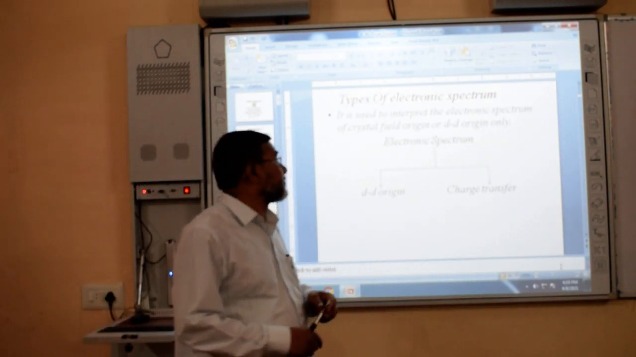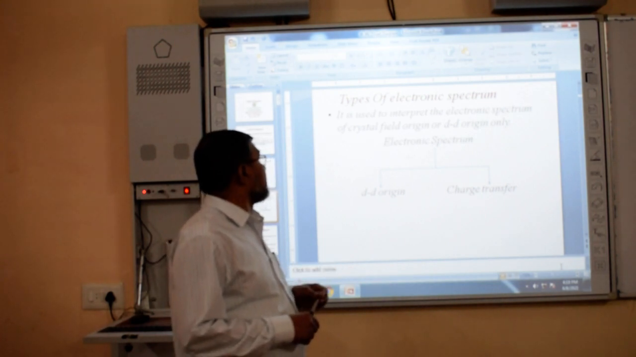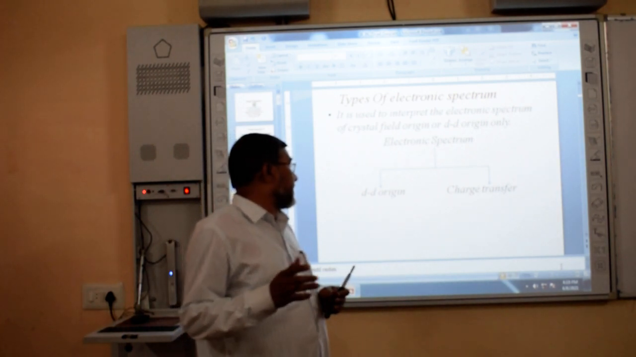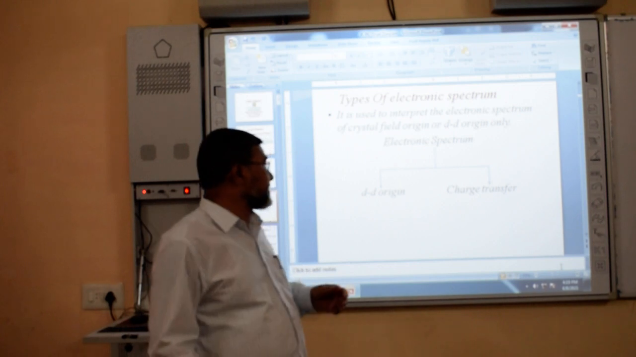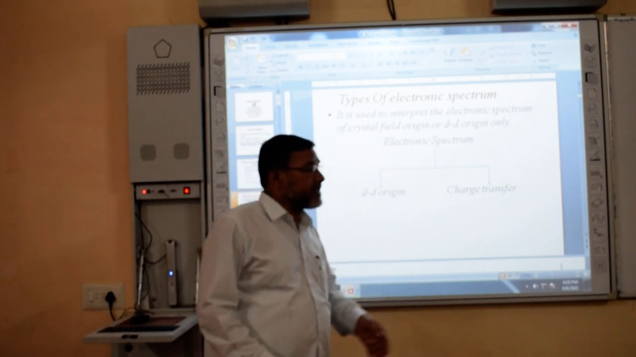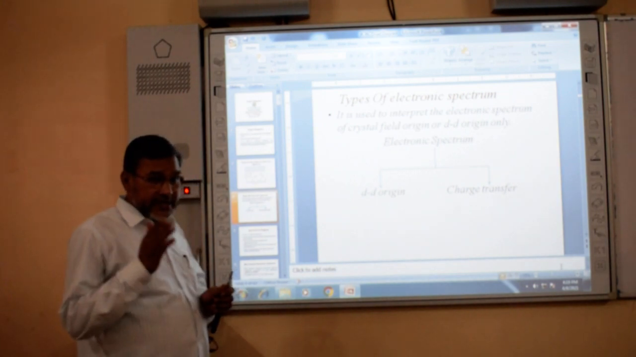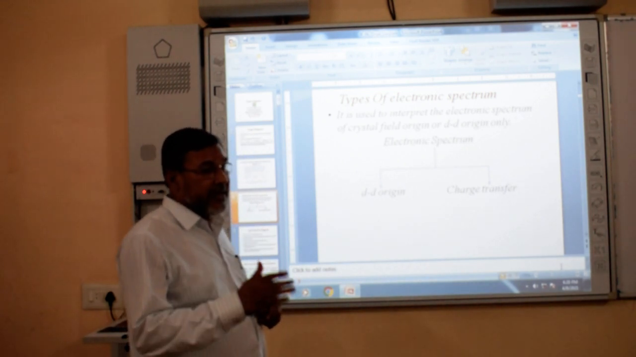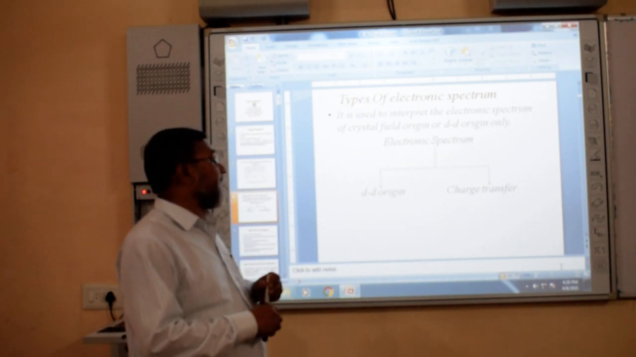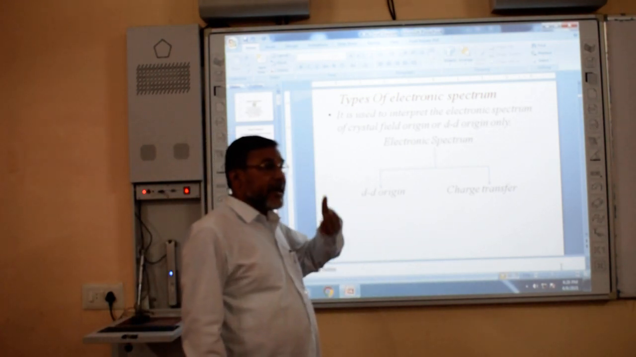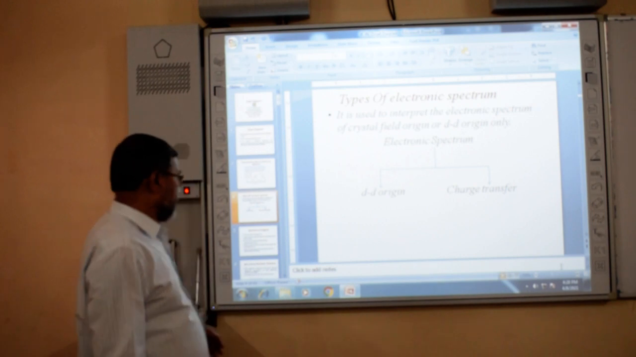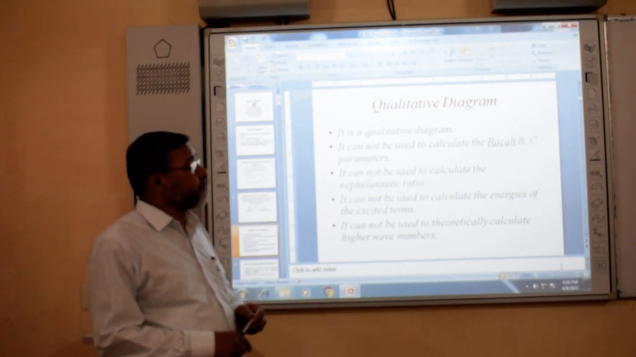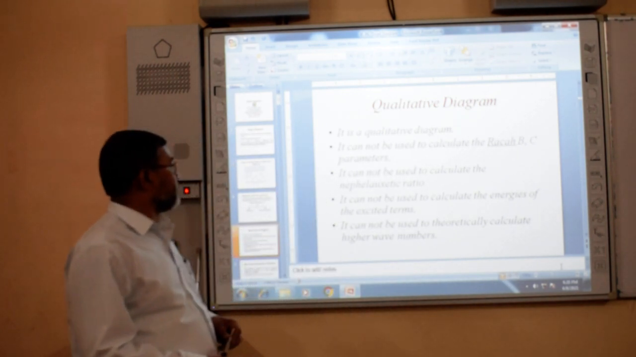There are two types of electronic spectra. One is of d-d origin, the other is of charge transfer. So this Orgel diagram is used to interpret the electronic spectra which have d-d origin. Now this diagram is a qualitative diagram.